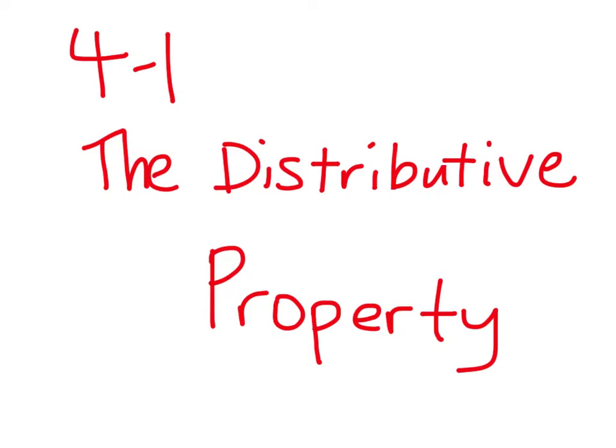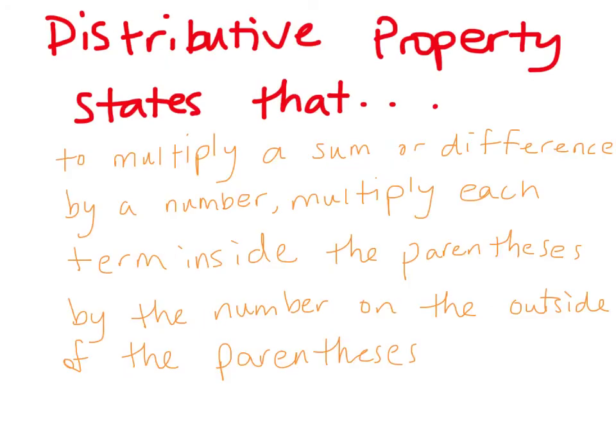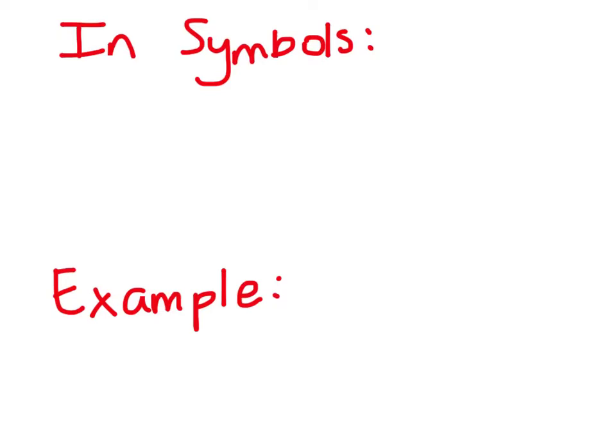Chapter 4, Lesson 1 on the distributive property. Okay, so the distributive property states that to multiply a sum or difference by a number, you must multiply each term inside the parentheses by the number on the outside of the parentheses. Now let's take a look at what that looks like when we actually look at things.